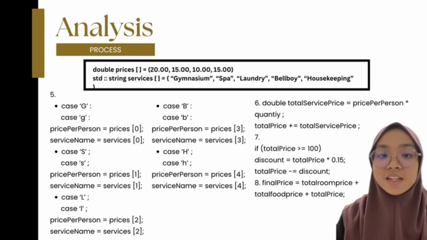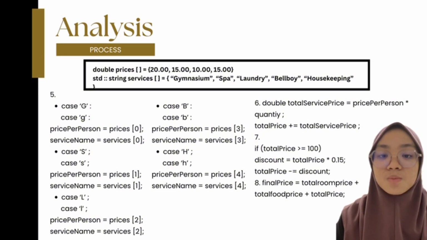For service, we use array and switch in our program. The program will calculate the total service price based on the choice of the customer, such as case G, price per person is equal to prices and service name is equal to services, where 0 is the index, that is the first element. Case S, price per person is equal to prices and service name is equal to services, where 1 is the index, that is the second element. Case L, where 2 is the index, that is the third element. Case P, where 3 is the index, that is the fourth element.